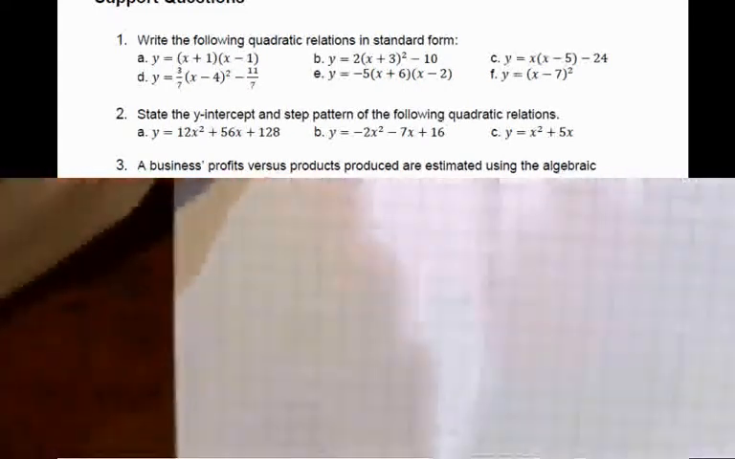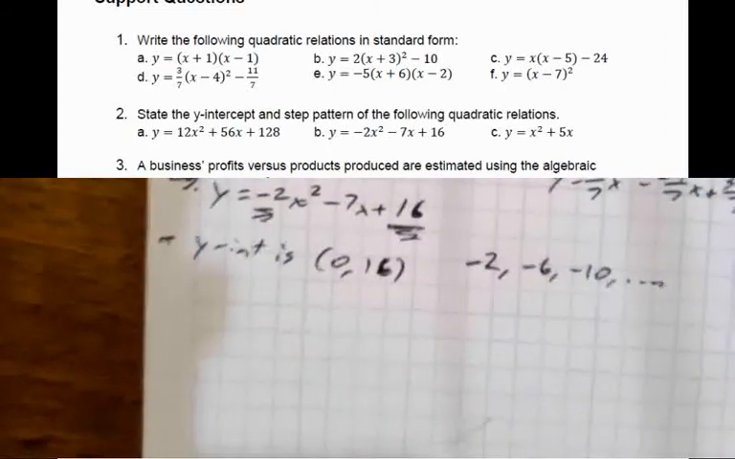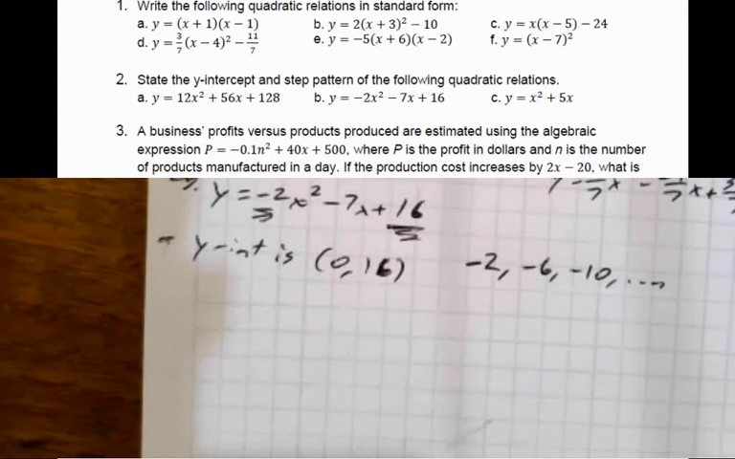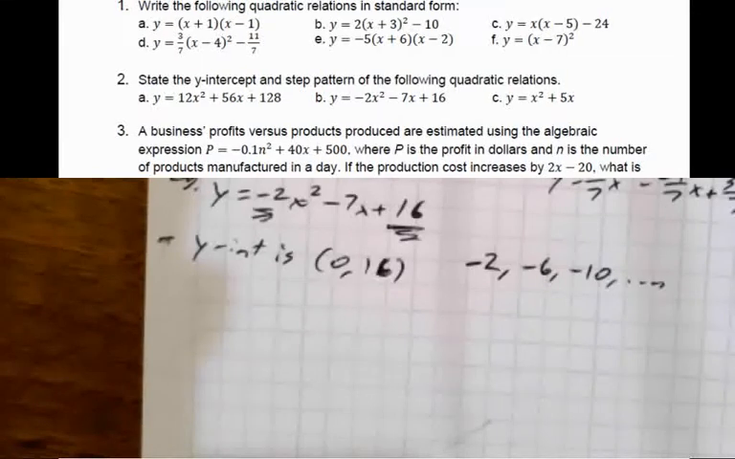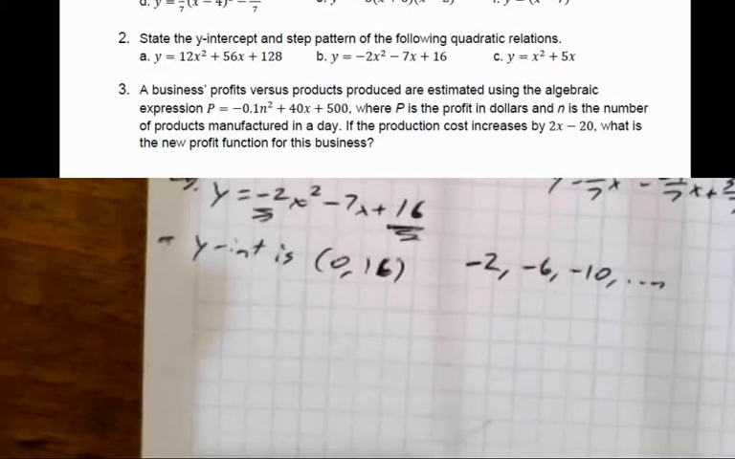Okay, next I'm going to do the last question, which is an application type question. Let me make this a bit bigger so we can see here. It says, a business's profits versus products produced are estimated using this algebraic expression. P is the profit in dollars, and n is the number of products manufactured in a day. So if the production cost increases by 2n minus 20, what is the new profit function for the business?